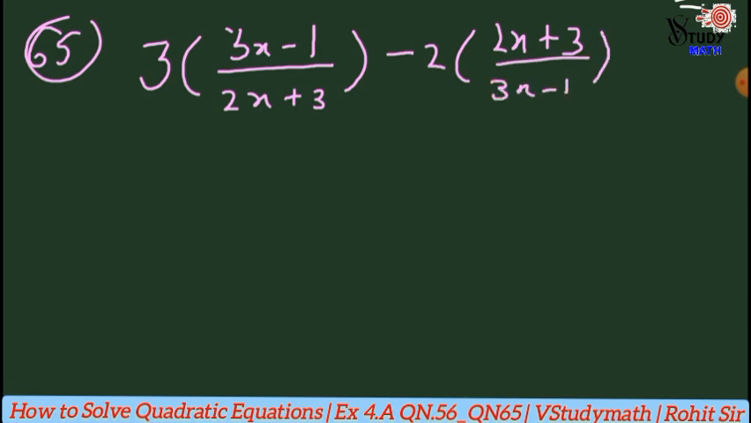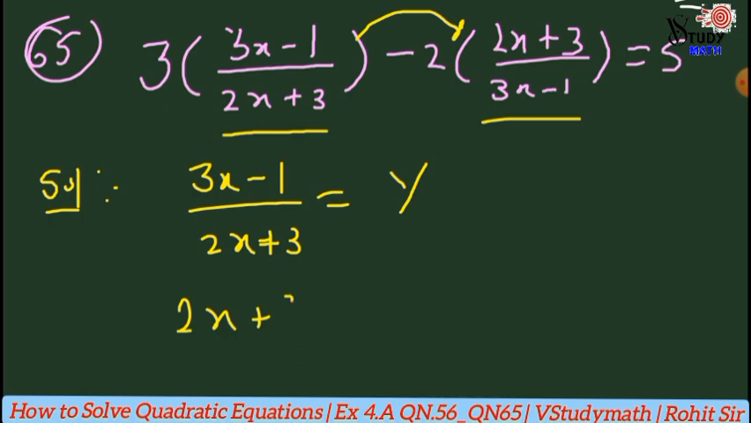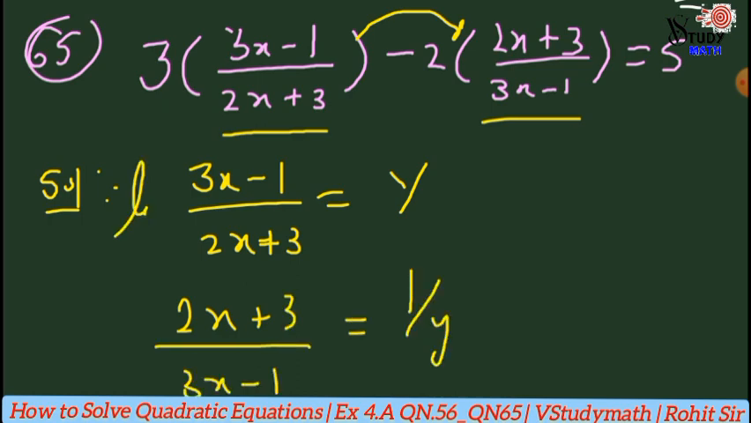Now there is one thing here which we have to notice: (3x − 1)/(2x + 3), and here the reciprocal of this is present. So if we find this relation, then we can make this quadratic equation very easy by assuming that (3x − 1)/(2x + 3) is equal to y. Then (2x + 3)/(3x − 1) is equal to 1/y. We have let this thing. I hope you understand the concept. Now solve this question.